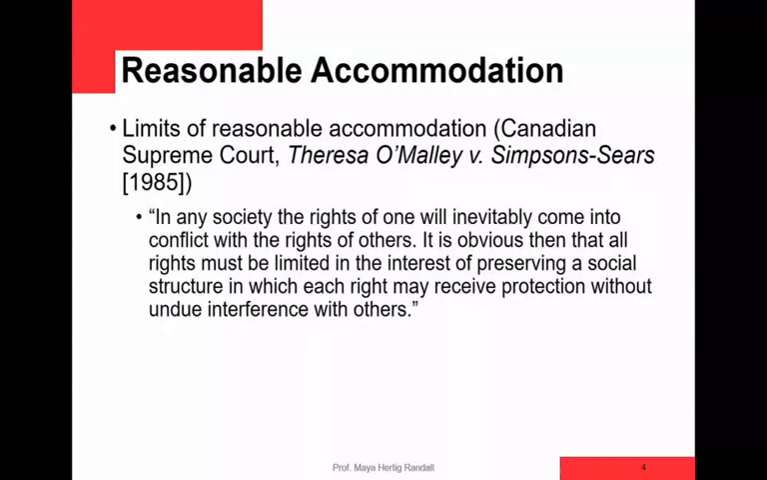Then here, still the same case. We can also see that the Supreme Court is mindful of the fact that reasonable accommodation cannot be an absolute right. You can see it here. In any society, the rights of one will inevitably come into conflict with the rights of others. It is obvious then that all rights must be limited in the interest of preserving a social structure in which each right may receive protection without undue interference with others.